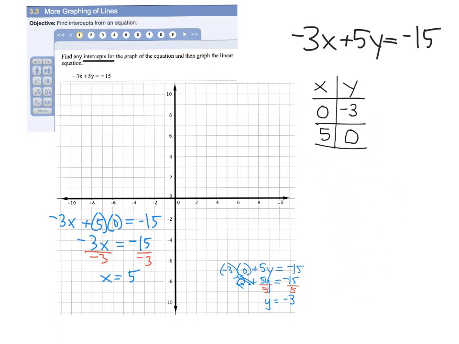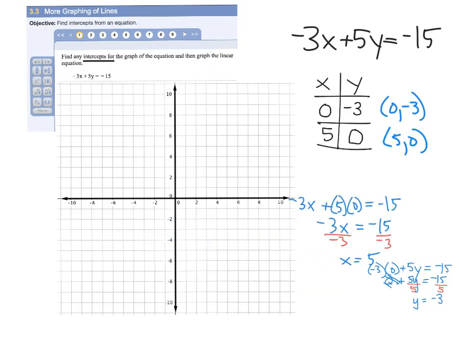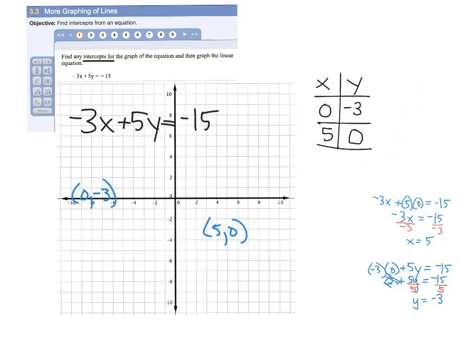I can move that up here and shrink it down a little bit. With that, we now know our ordered pairs: 0, negative 3, and the other ordered pair is 5, 0. These are the two ordered pairs that we're going to graph for this equation.